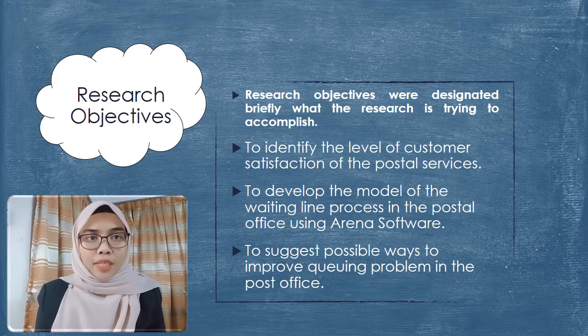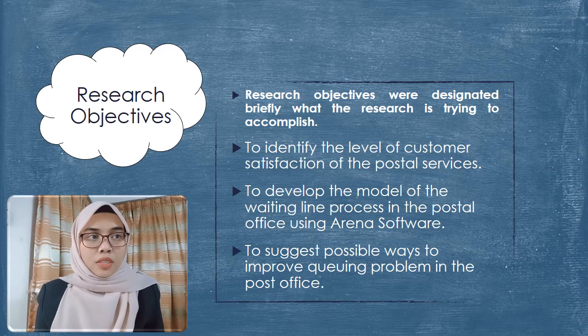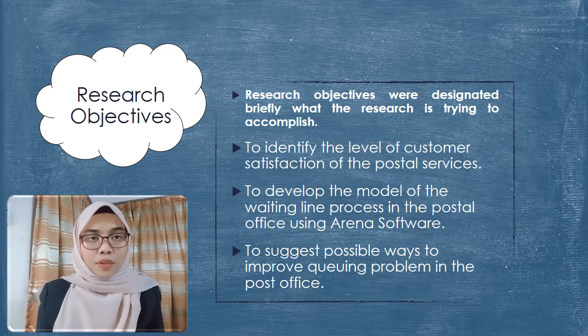Research objectives designate briefly what the research is trying to accomplish. There are three research objectives in this research. First, to identify the level of customer satisfaction of the postal services. Second, to develop the model of the waiting line process in the post office using Arena software. And the last one is to suggest possible ways to improve the queuing problem in the postal office.